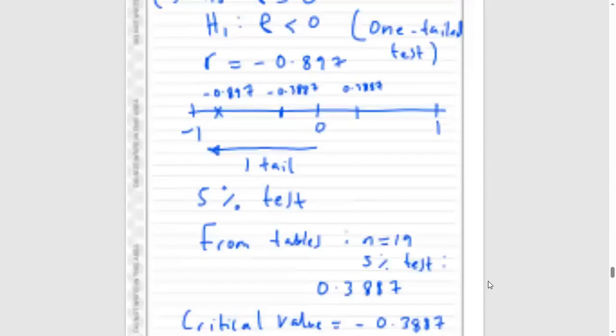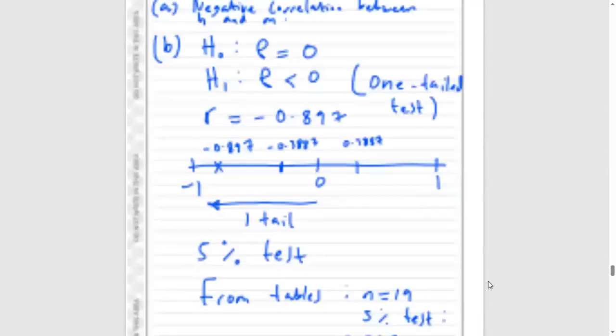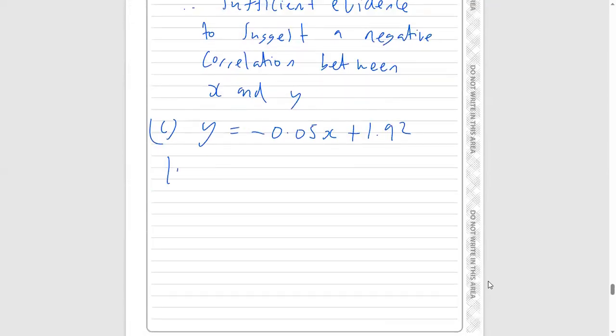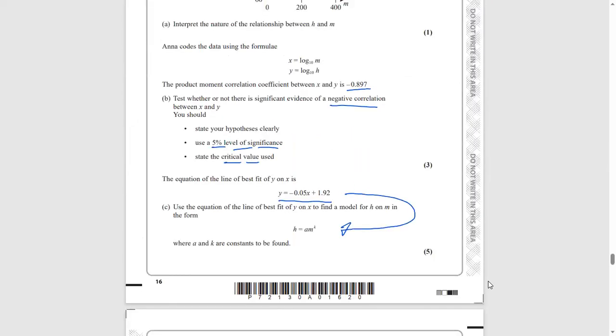Now we know from the definitions in the question up here that X is log base 10 of M and Y is log base 10 of H. So we're just going to plug that in. So log base 10 of H is equal to negative 0.05 log base 10 of M, and then plus 1.92 on the end there. Okay, right. As the question says, we want to make H the subject of the formula, basically.